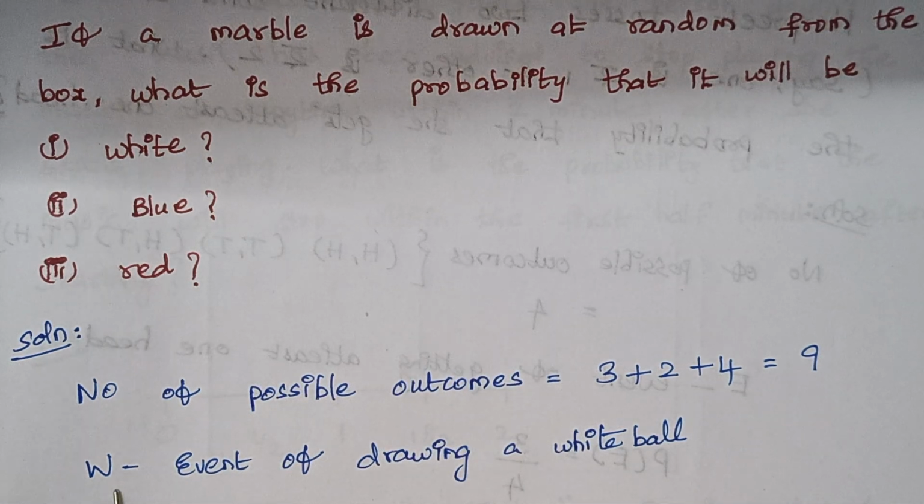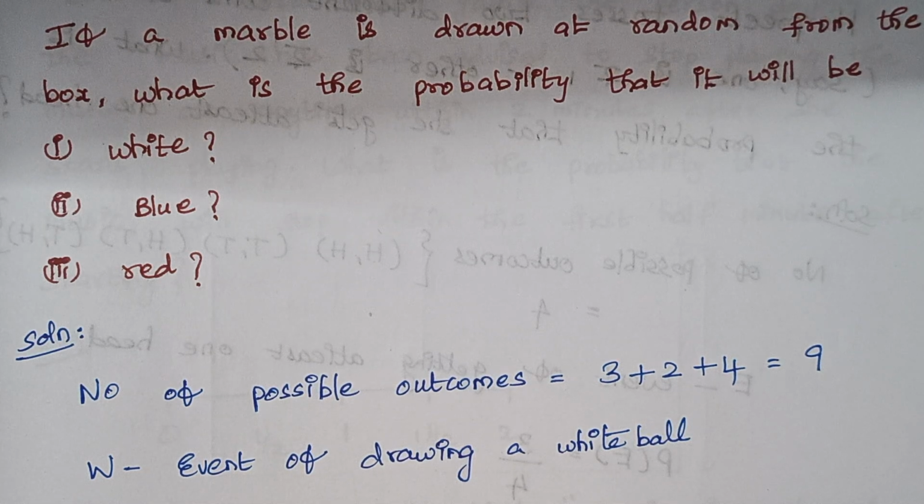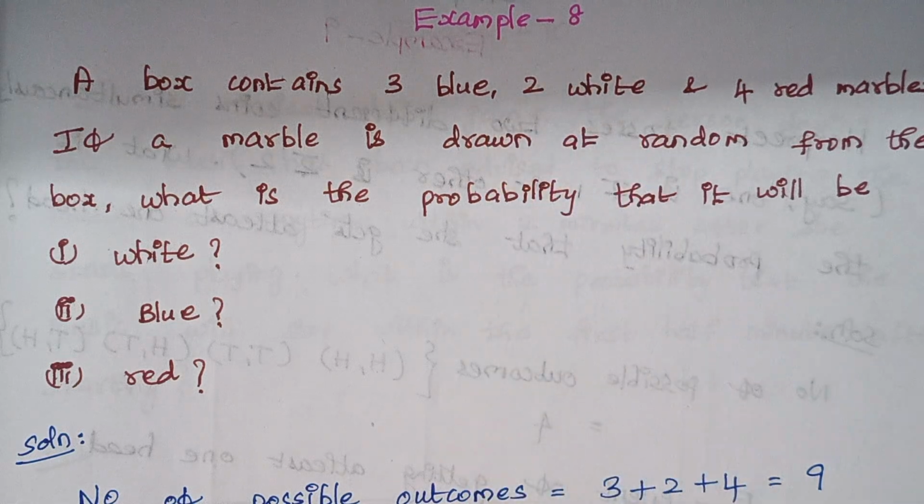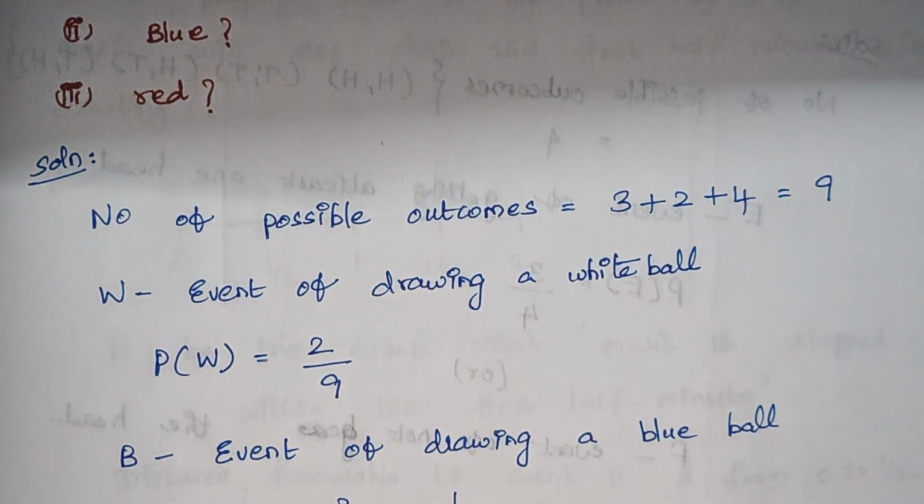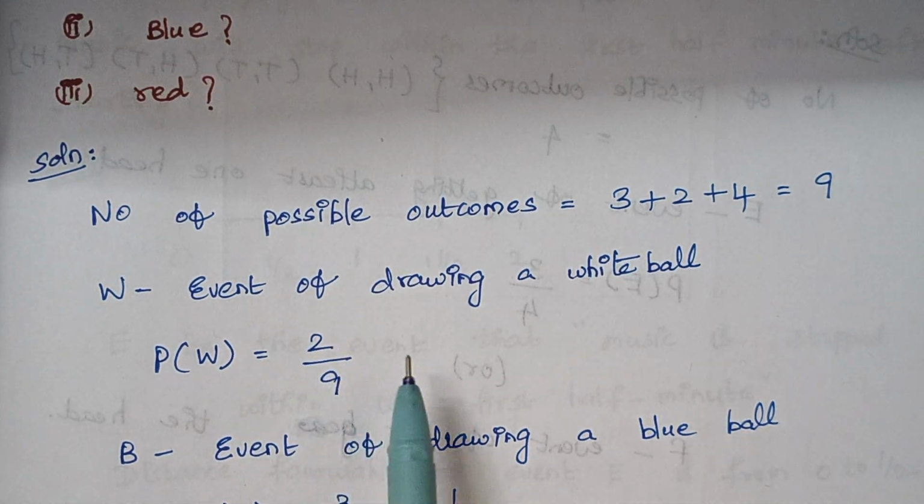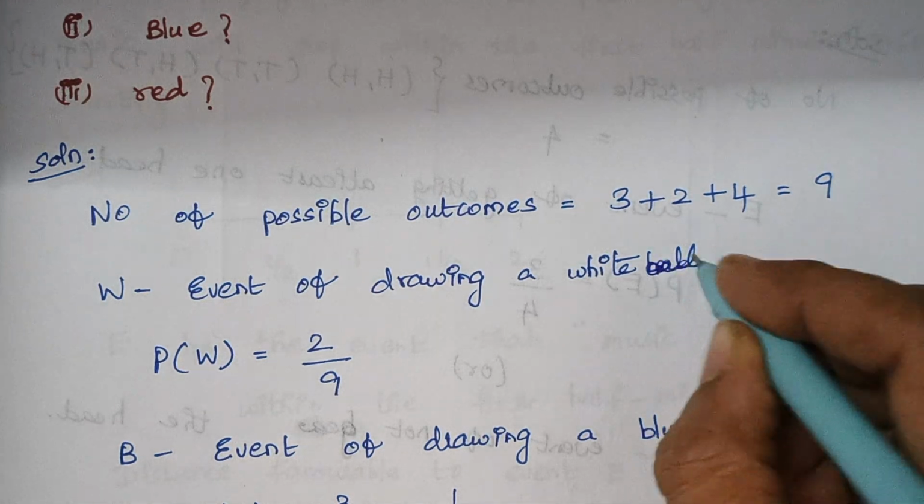Let W be the event of drawing a white marble. Out of 9, how many white marbles do we have? We have only 2 white marbles. Therefore the probability of drawing a white marble is given by 2 by 9.